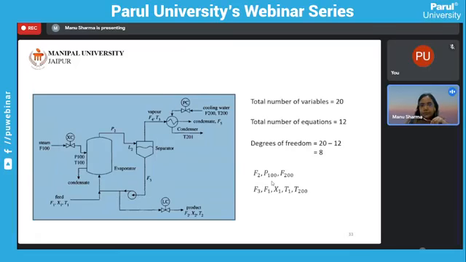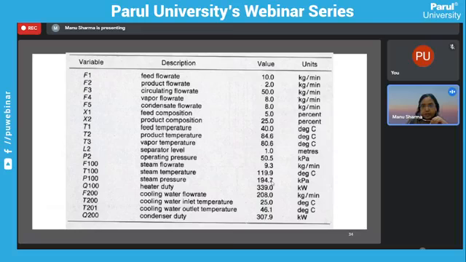Now, how to solve? Degree of freedom analysis says that we have total number of variables 20, total number of equations 12. That means the degree of freedom is equal to 8. That means we need to specify the value of 8 more variables, so that the degree of freedom will become 0 and we can further solve that system. Right? So these are the basic parameters that are available to us.